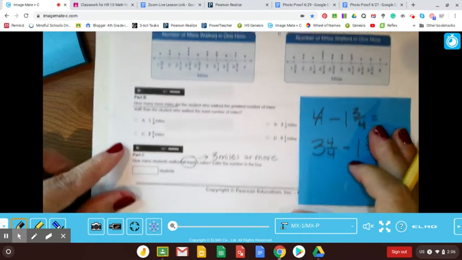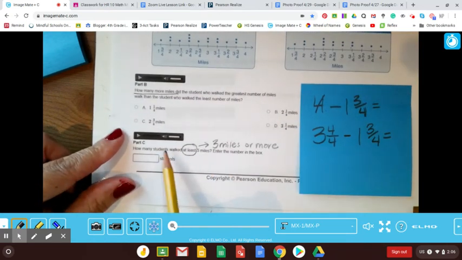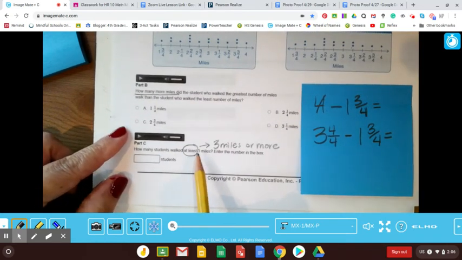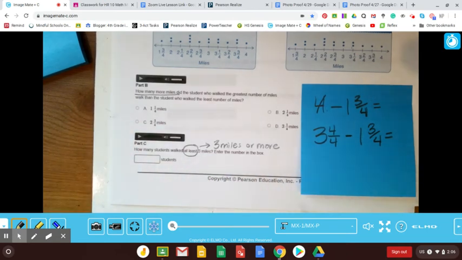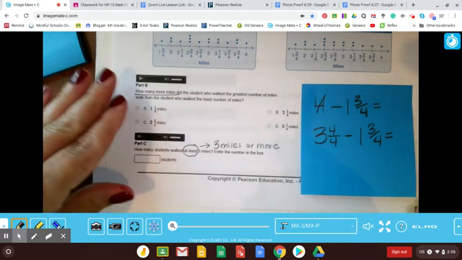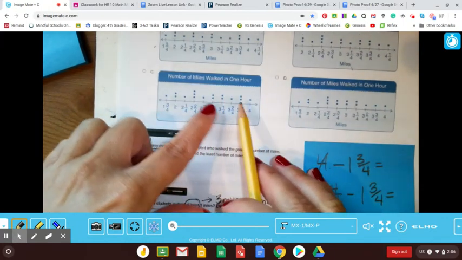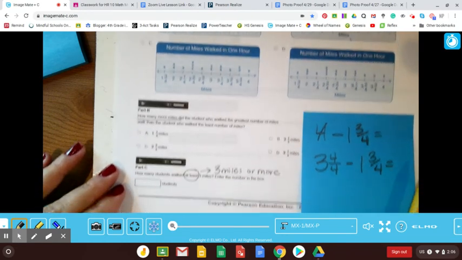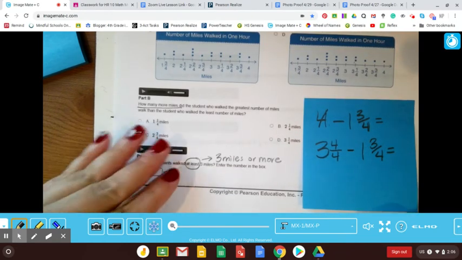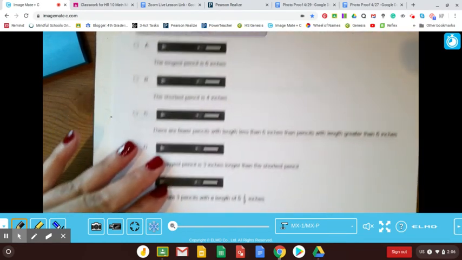All right, and finally, part C. How many students walked at least 3 miles? Enter the number in the box. Now, at least means that they walked at minimum 3 miles. So they walked 3 miles or more. So you have to figure out how many dots are above the 3 plus all the ones above that, like 3 or more. How many students was that? You'll be counting dots.